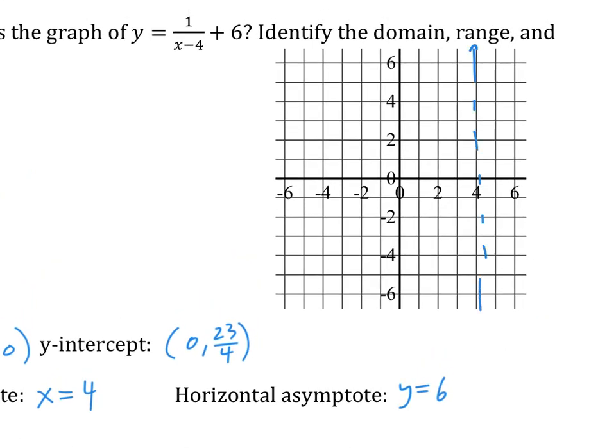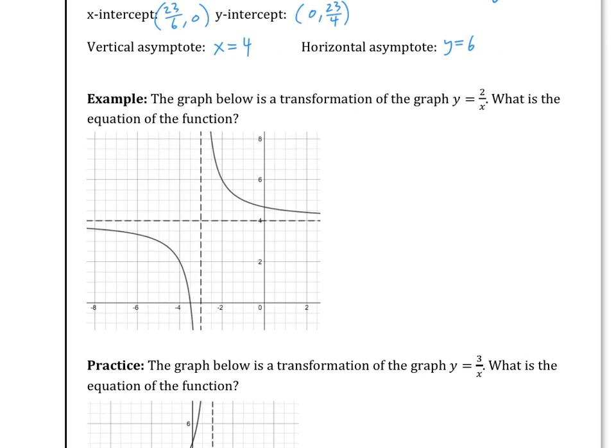X equals 4, y equals 6, and we have our points at 23 over 6 for the x-intercept, so that's a little less than 4. The y-intercept is 23 over 4, so a little less than 6. So the graph looks like this, and there's another part up there. All right, now we're going to go backwards.